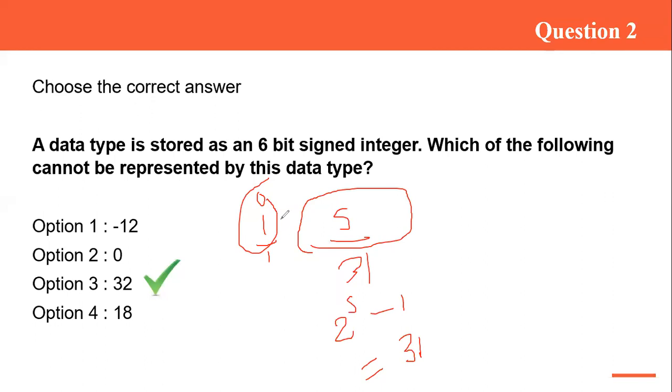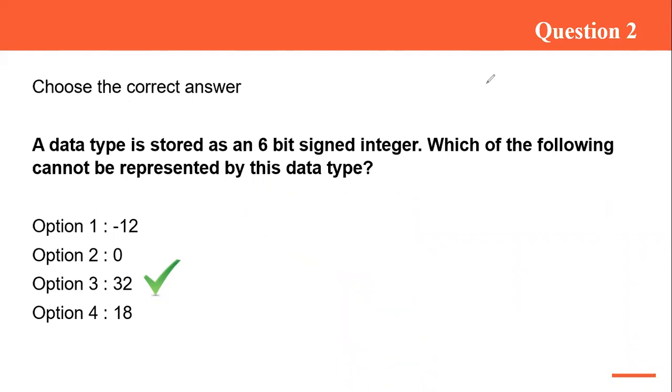For a signed integer, if it is a 6-bit signed integer, we can use only 5 bits for the number. In those 5 bits, we can represent a maximum of 31. So which number can I not represent? 32, I cannot represent. Can I represent 0? Yes. Can I represent minus 12? Obviously, yes. And can I represent 18? Obviously, yes. The only thing I cannot represent is 32. Plus 31 to minus 31, we can represent. If I write 5 ones and the initial bit is 0 or 1, it becomes plus 32 or minus 32. Got it, I guess.